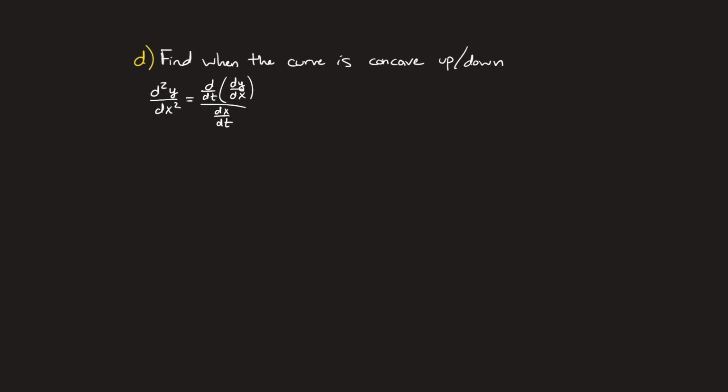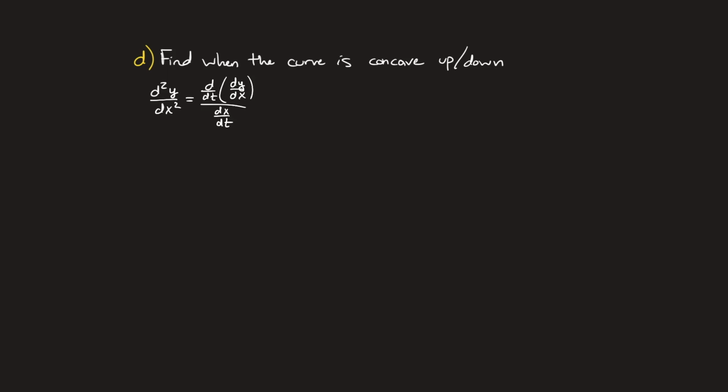For the final part of this example, let's find when the curve is concave up and concave down. Remember, all of the information about concavity is contained in the second derivative of y with respect to x. We have a formula for this quantity that we found on the first slide, which tells us that the second derivative is equal to the derivative with respect to t of dy/dx, over dx/dt.